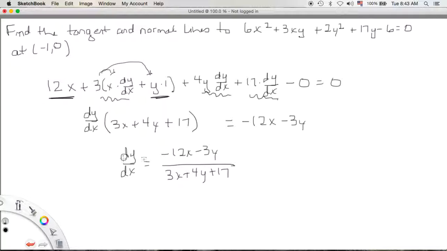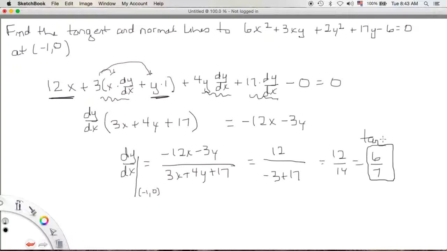Now, we're plugging this in. We want to evaluate this at the point negative 1 comma 0. So we plug in negative 1 for x and 0 for y. We have 12 over negative 3 plus 17. So that gives us 12 over 14, which you can simplify to 6/7. So that's the slope of the tangent line. Okay, so this is the tangent. So that means that the normal line slope is, that's right, negative 7/6.